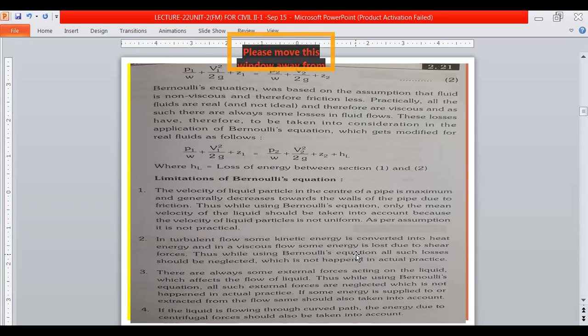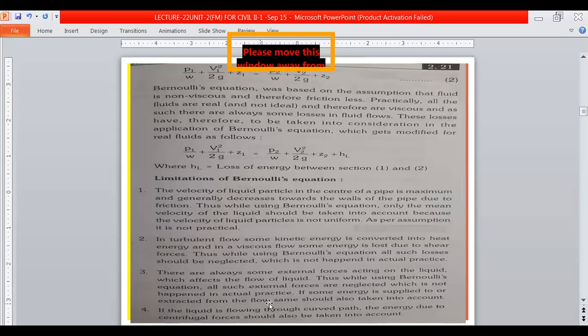Next, there are always some external forces acting on the liquid, which affect the flow of the liquid. Thus, while using Bernoulli's equation, such external forces are neglected. So we have to say that in Bernoulli's equation these are neglected, which is not taken into account in practice.